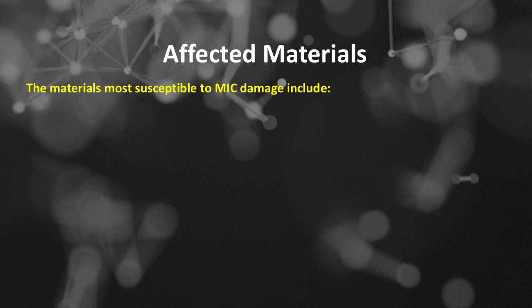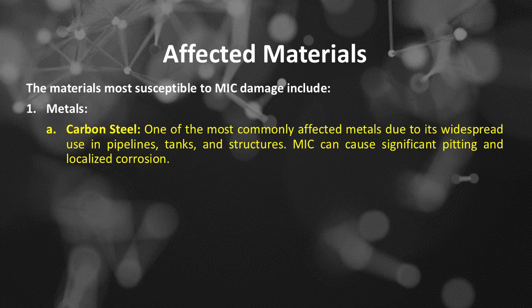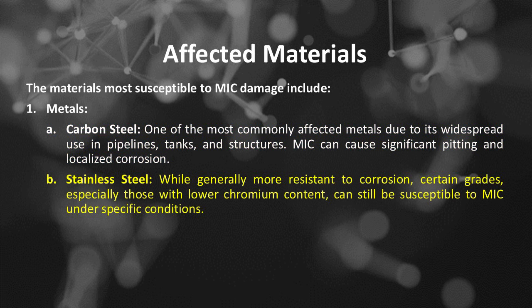The materials most susceptible to MIC damage include: Number 1 is metals. Number A, of metals, is carbon steel, one of the most commonly affected metals due to its widespread use in pipelines, tanks, and structures. MIC can cause significant pitting and localized corrosion. Number B, of metals, is stainless steel. While generally more resistant to corrosion, certain grades, especially those with lower chromium content, can still be susceptible to MIC under specific conditions.